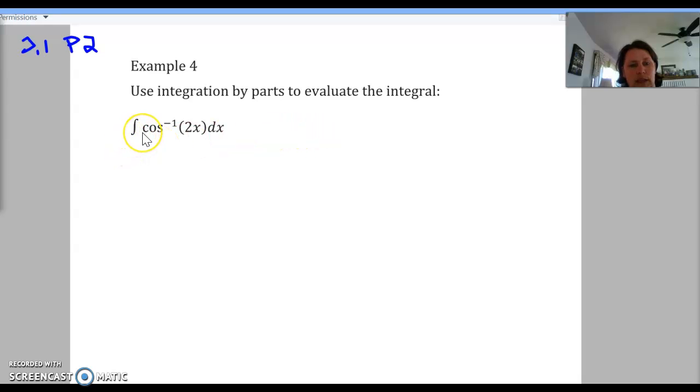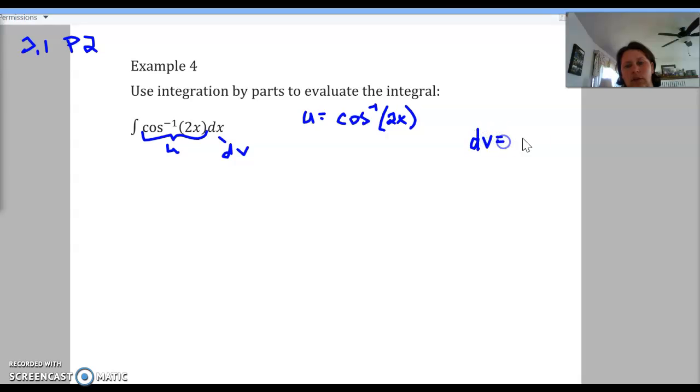What we're going to do with this one again is we only have one type of function. So we're going to set that equal to u, and then the dx will equal dv. So u is equal to the arc cosine of 2x, and dv is equal to dx. All right, so now we can find the derivative.